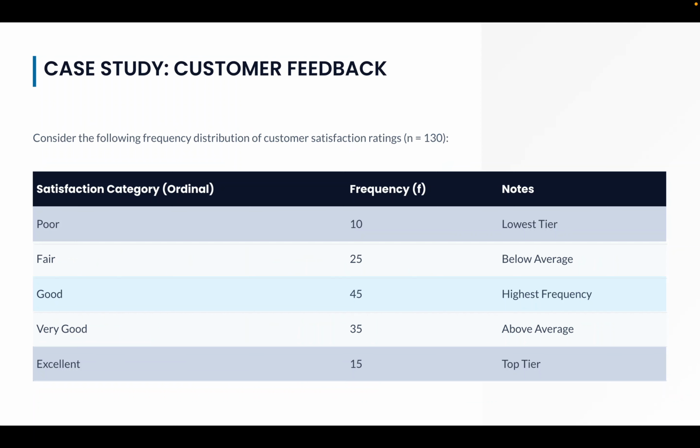So this is our table. As you can see, on the far left we have our ordinal data categories: poor, fair, good, very good, and excellent. The data comes from customer satisfaction ratings, with a total of 130 ratings coming in. The frequencies are 10, 25, 45, 35, 15. And the notes just describe which tier these values fall onto.